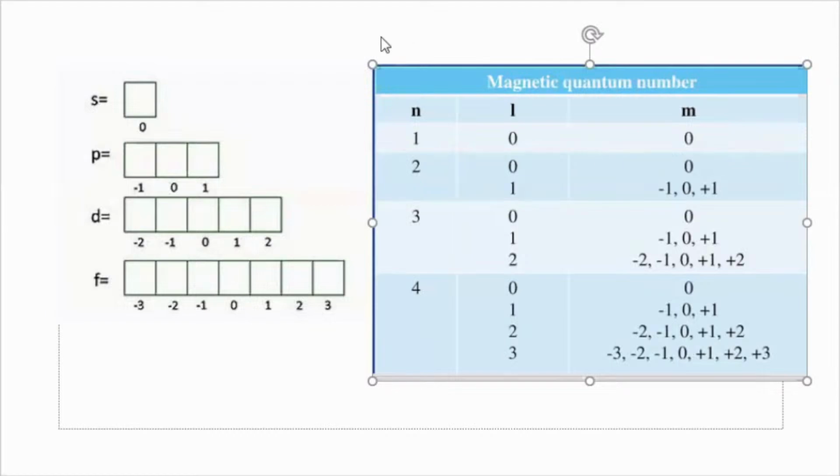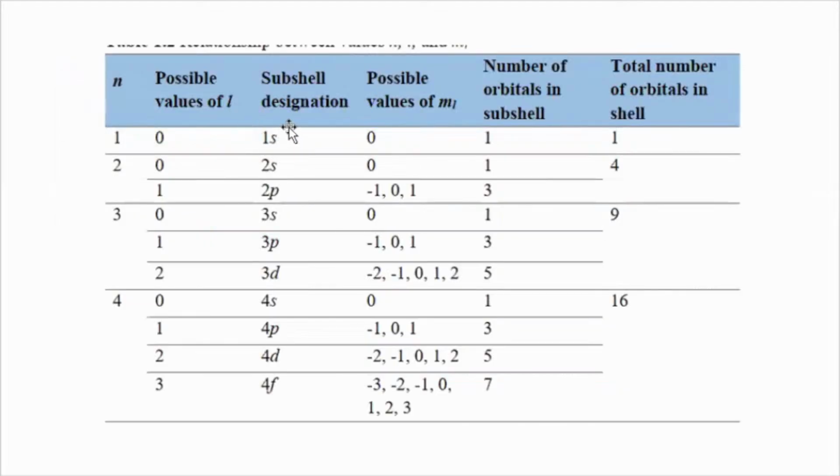Okay, I think you all understood all the things. Then this is how the arrangement happens. The first energy level, first subshell, is called 1s. S in the first energy level.